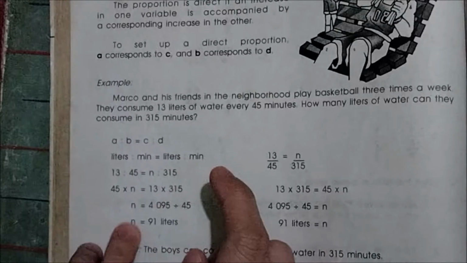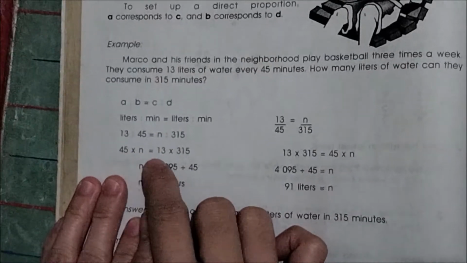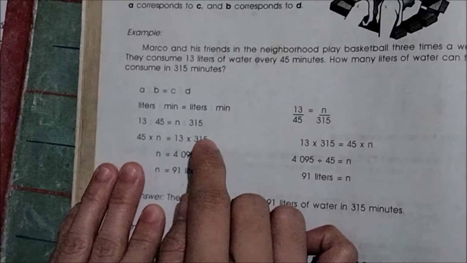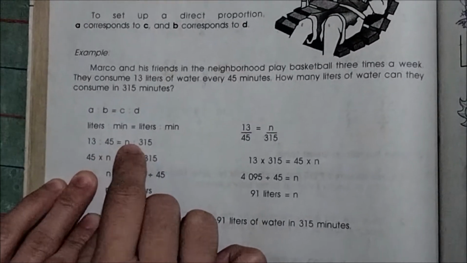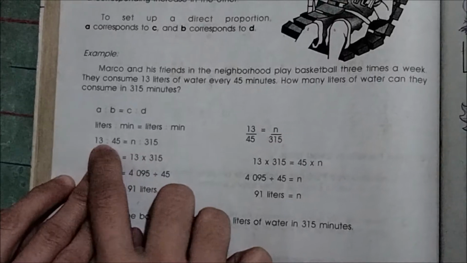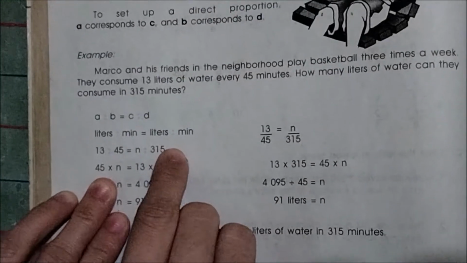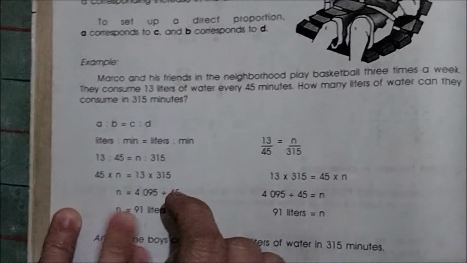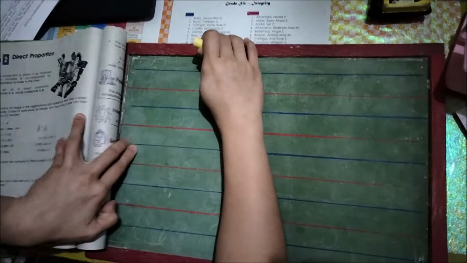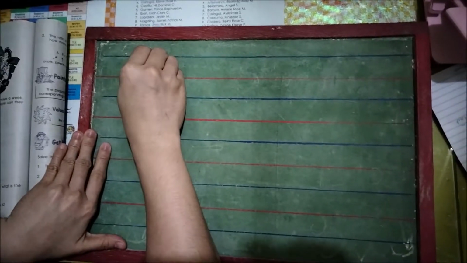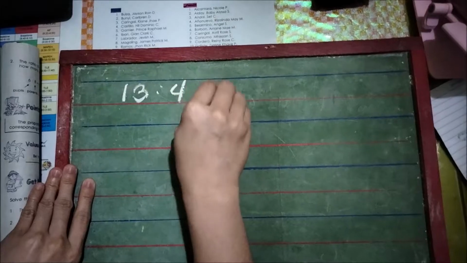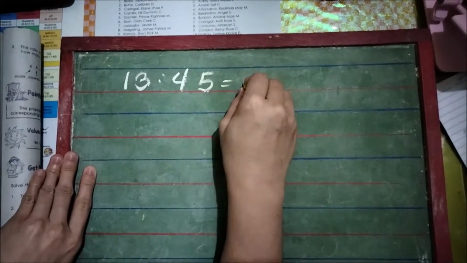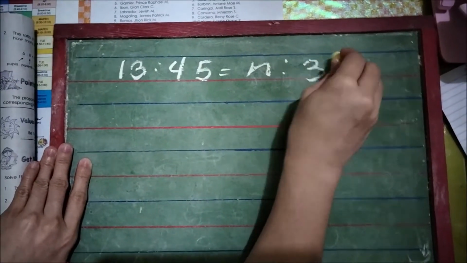As solved for our missing term, we have here 45 times n equals 13 times 315. Here 45, the means, multiplied by the n. And then of course, 13 multiplied by 315. So we have here n equals, let us solve this one. Our number sentence will be 13 is to 45 equals n is to 315.